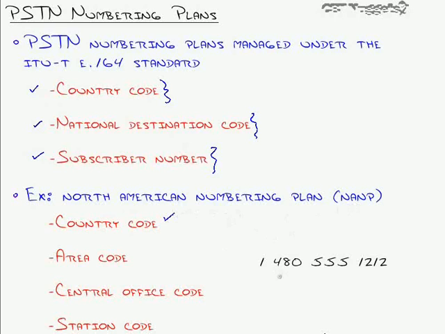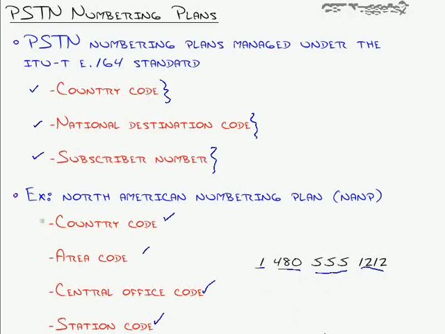If we look at the North American Numbering Plan, or NANP, our numbering plan defines a country code, that's our 1, an area code, which is 480, a central office code, which says what central office you belong to, that's this 3-digit number right here, and then there is a station code, which is the last 4 digits right there. That defines what station you are in that central office.